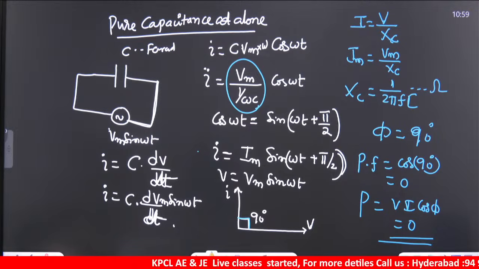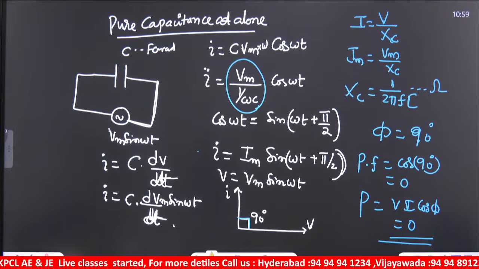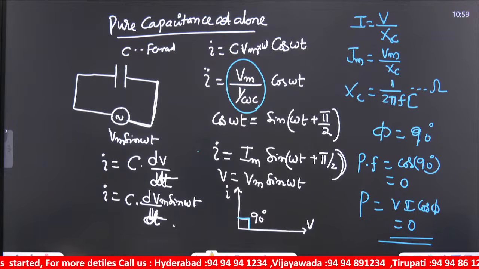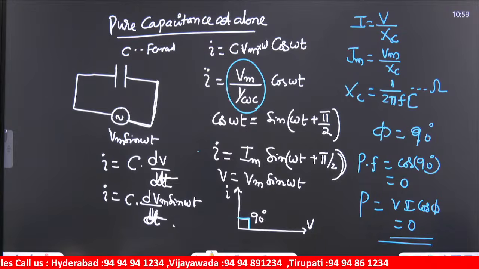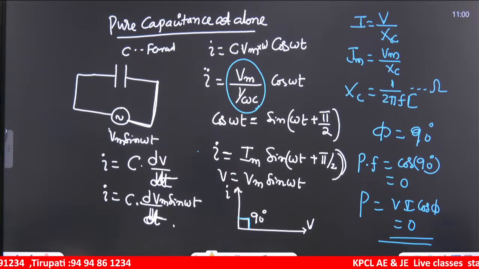So, what is important? The power in a pure inductor is 0. Power in a pure capacitor is 0. Because inductor and capacitor are the reactive elements.